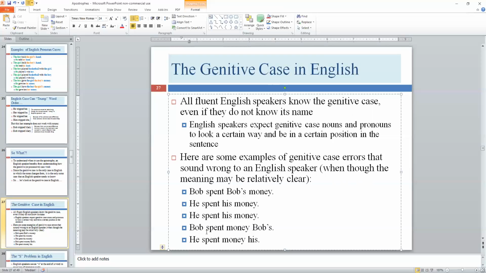How many of us would say Bob spent money Bob's? That's perhaps a more likely problem or situation because in some languages, words that modify the noun go after, but not in English. You have to have the genitive case noun in front of the noun that it is possessing. Similarly, we wouldn't say he spent money his. Doesn't sound right. We're going to have to put the his, which is in the pronoun genitive case, in front of the word that it is modifying or that it is possessing.